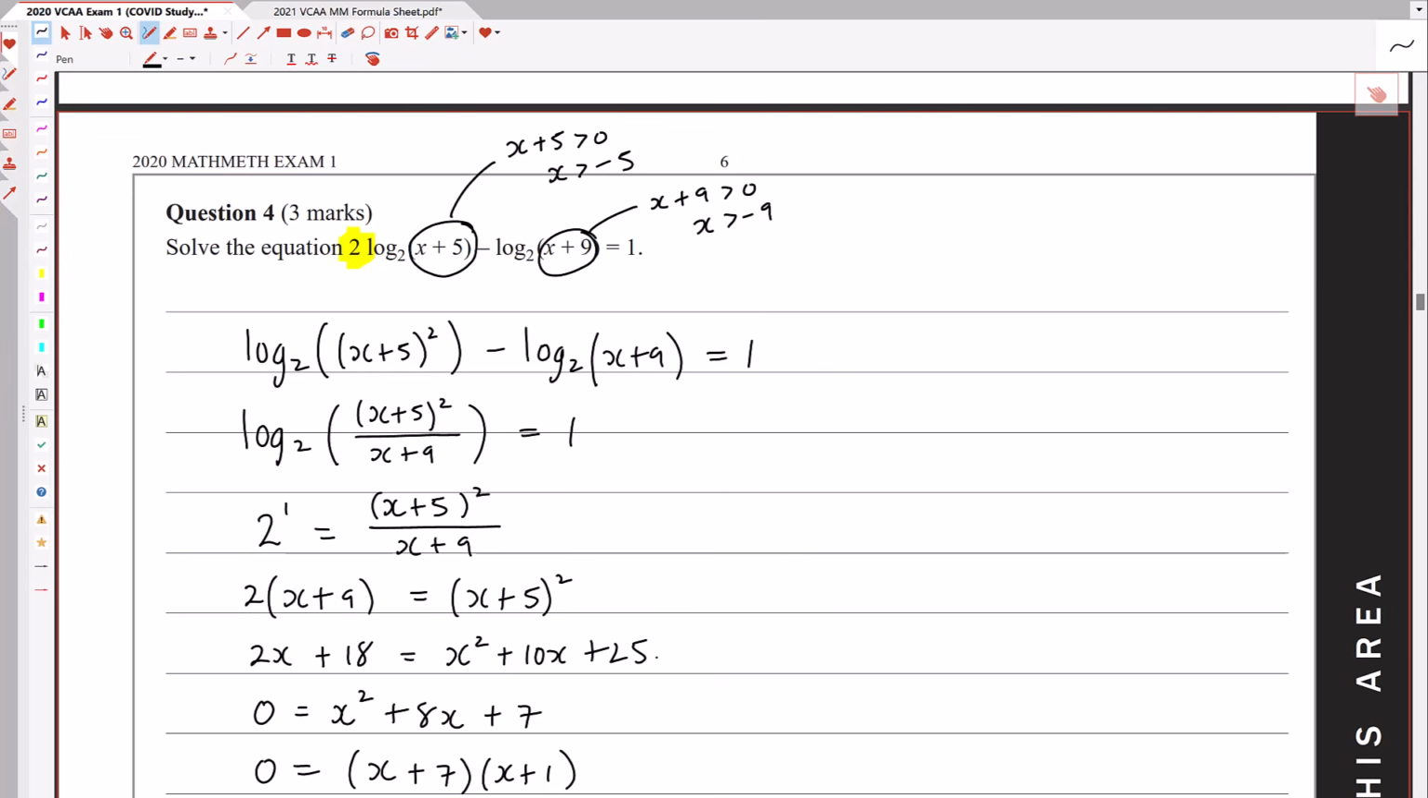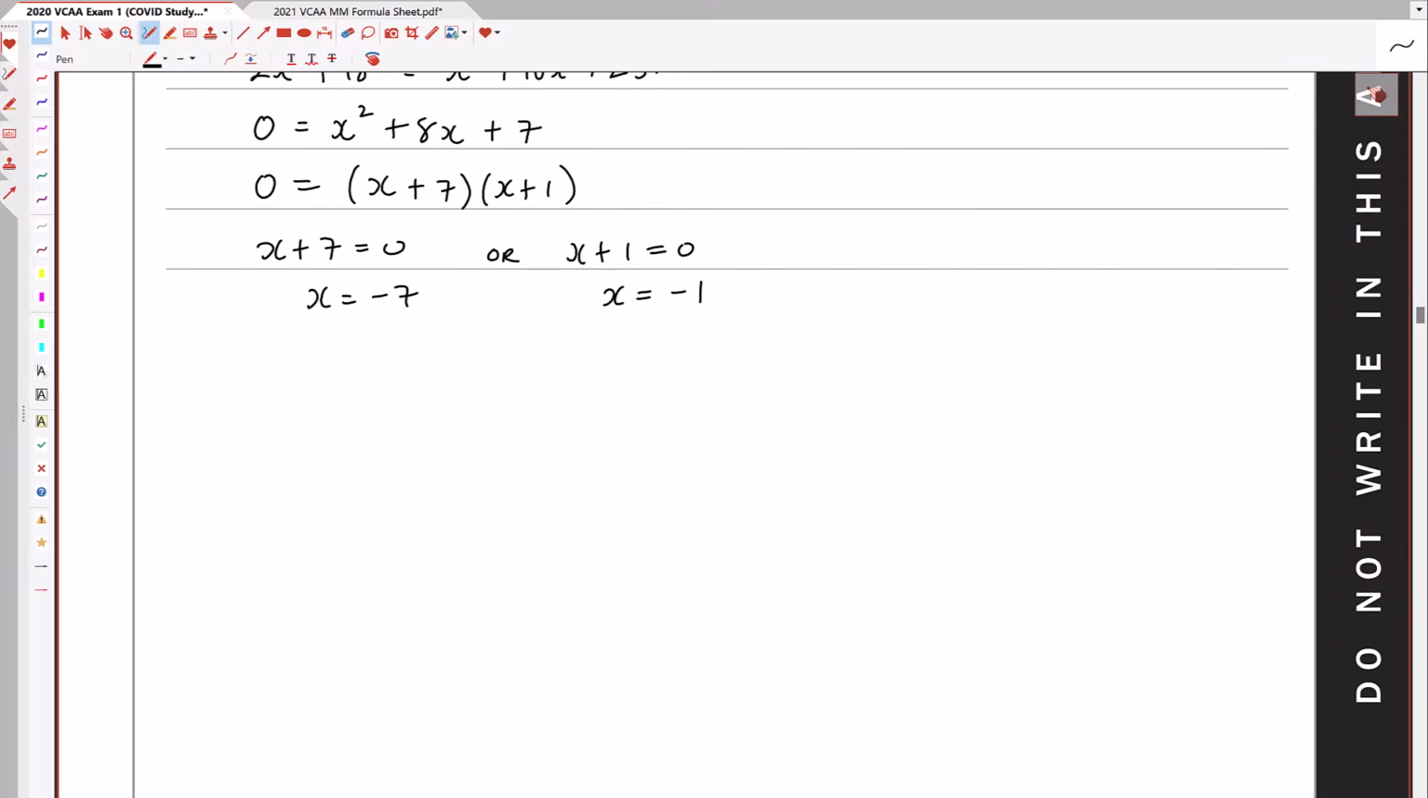Now both of those things have to be true, and so therefore the domain of this function is x bigger than negative 5. Okay? And so therefore x equals negative 7 is not a solution to this equation. But x has to be bigger than negative 5, so x must be negative 1. When you reject a solution, you need to do so with some kind of statement about why you're doing it.